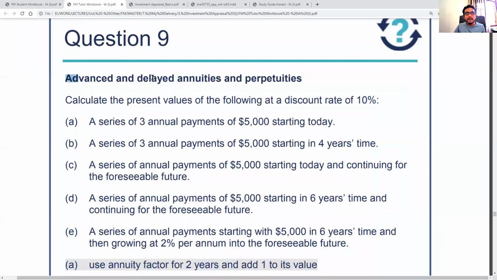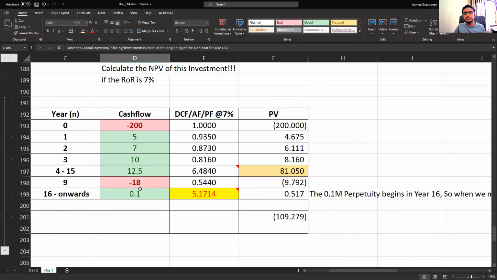So there can be advanced and delayed annuities and perpetuities. Now here I took a delayed annuity, where the annuity is not starting from year 1, but it's starting from year 4. I can also start an annuity immediately. So you're investing the money, but you're also immediately starting to make a return because your payments are in advance. There can be investments like that.